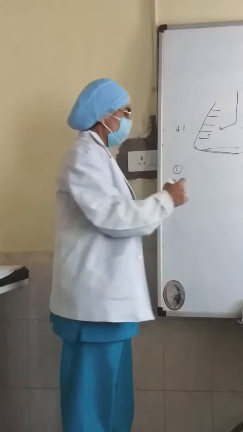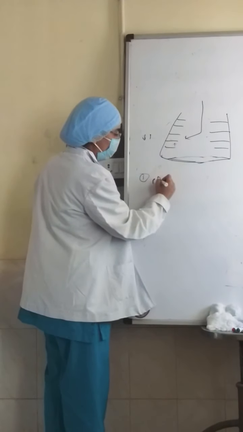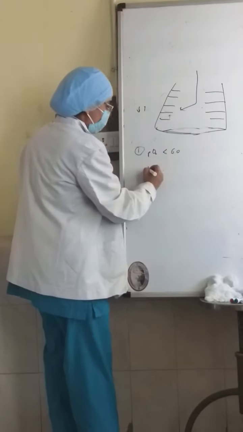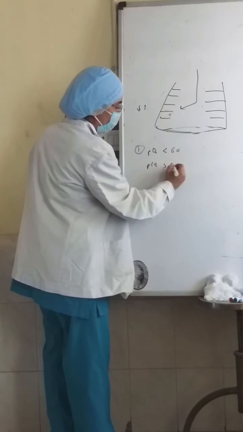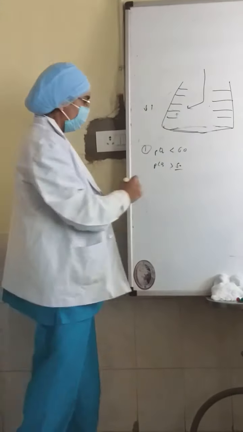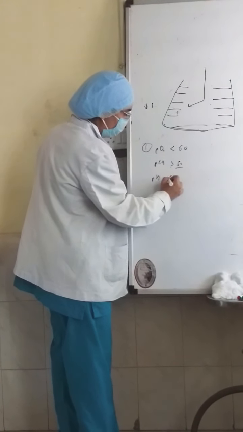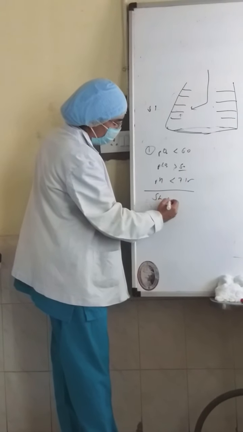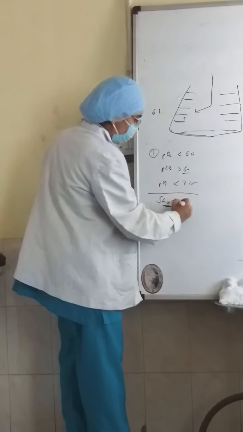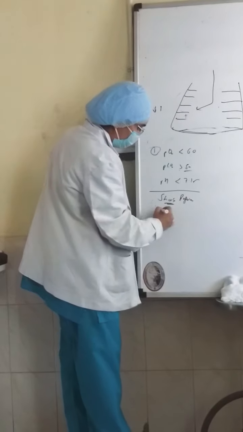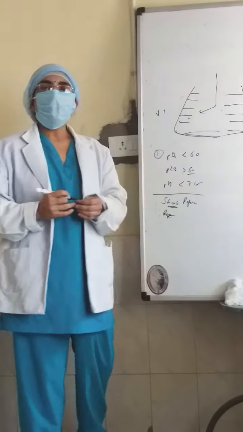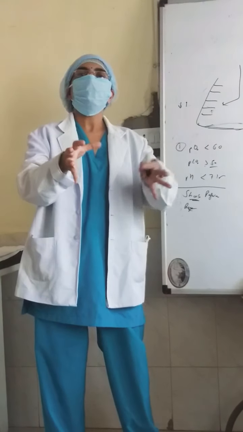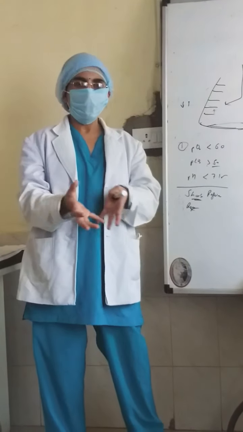Second is when your PO2 is less than 60, that is hypoxemia. When your PCO2 is more than 50, there is hypercarbia. When there is severe metabolic acidosis, your pH is less than 7.15, or when the child is in refractory shock, or refractory seizure, we want to take over the ventilation part. We want to just give support to the ventilation.